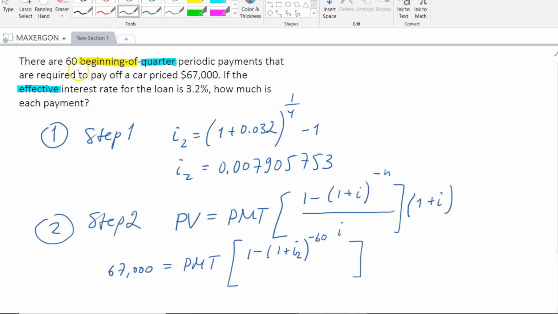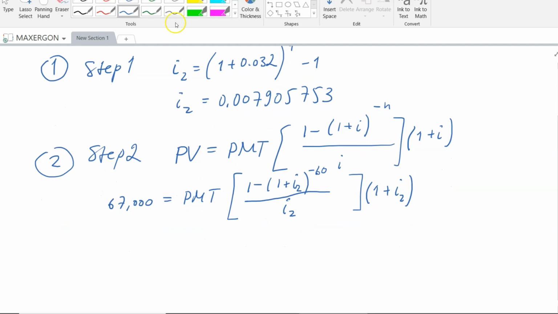In this problem, we already have the total number of payments given, 60. Negative sign here is because that's present value formula. And we will divide by I2, again the same I2 we already found, and we'll multiply by 1 plus I2 here because that's due annuity. What is left for us to do is to compute this part first. Let's compute this part on the right. Let's call this part underlined with red color by some letter A.